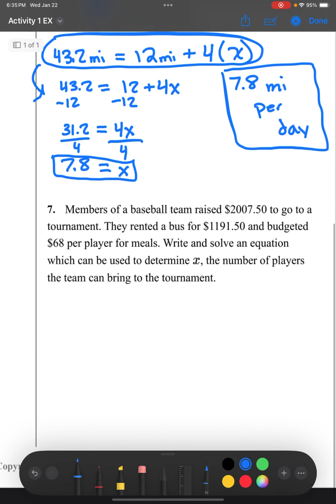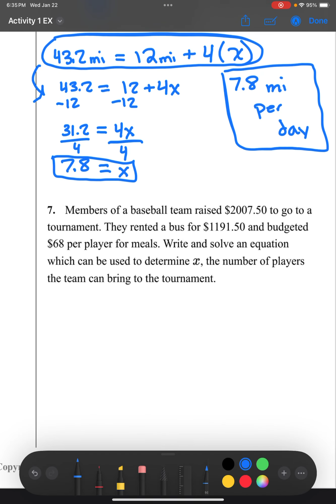So we wrote our equation, and then we solved down here. All right, so our final problem is number 7. Members of a baseball team raised $2,007.50 to go to a tournament. They rented a bus for $1,191.50 and budgeted $68 per player for meals. Write and solve an equation which can be used to determine x, which here is the number of players the team can bring to the tournament.